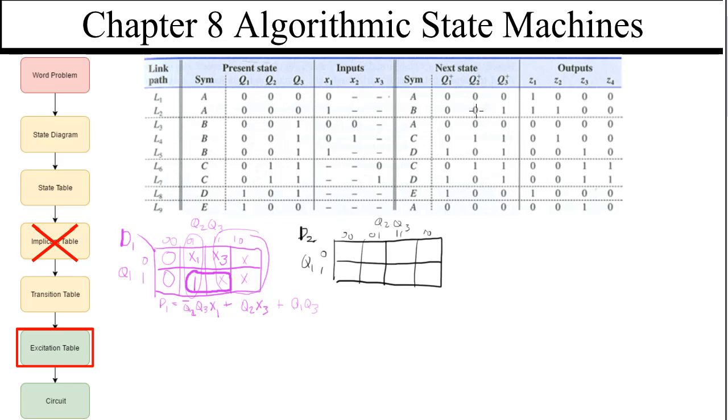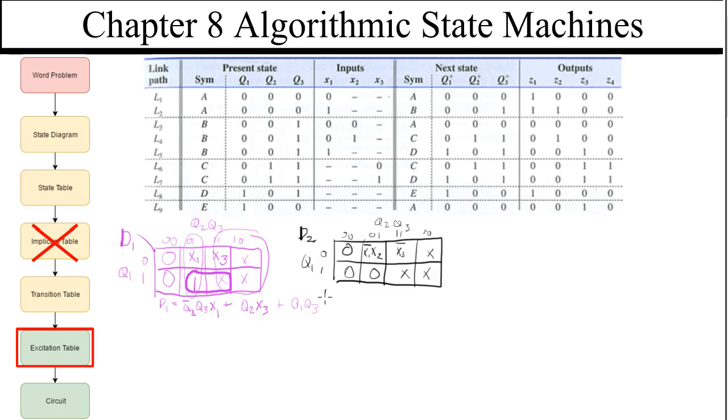Okay, D2. Q2 is 0. When there's 0, it's a 1 following this combo of X1 and X2. Okay, so it's a 1 when X1 bar X2. It's a 1 here, which is not X3. 1, 0, 1, it's a 0. And 1, 0, 0, it's still a 0. So these are the don't cares. Same don't cares as over here.